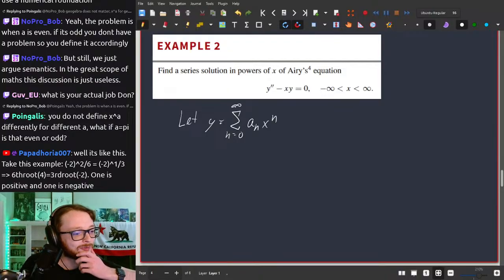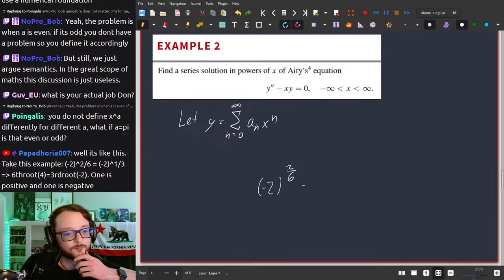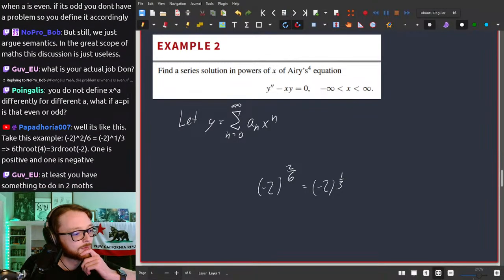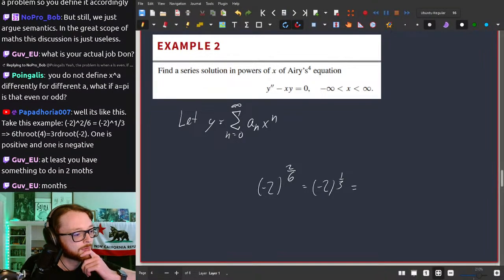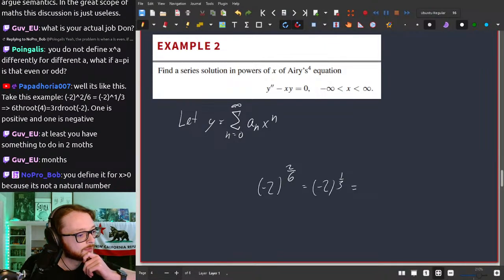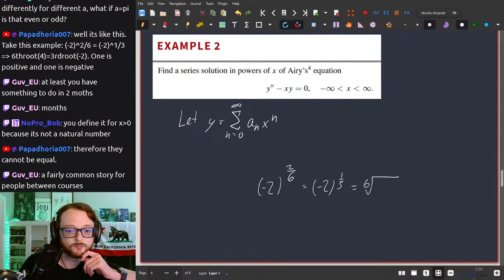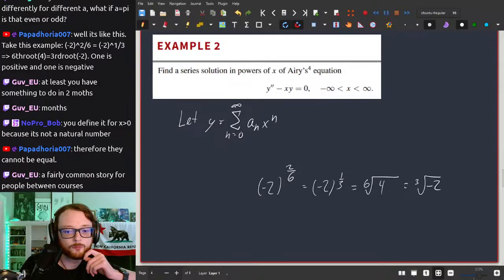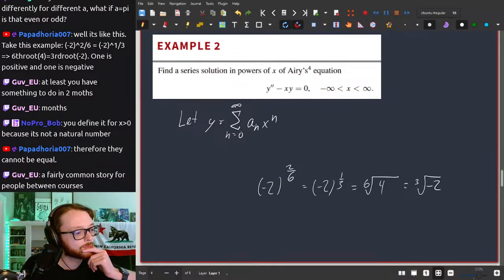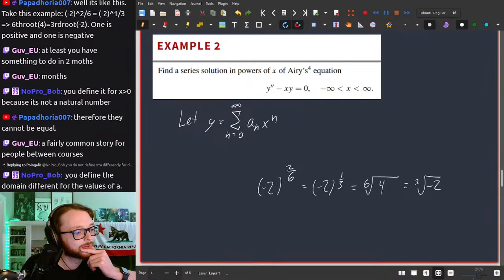Take this example: -2 to the 2/6, -2 to the 1/3. Sixth root of 4, equal to the third root of -2. One is positive, one is negative, therefore they can't be equal. Oh yeah, fair.